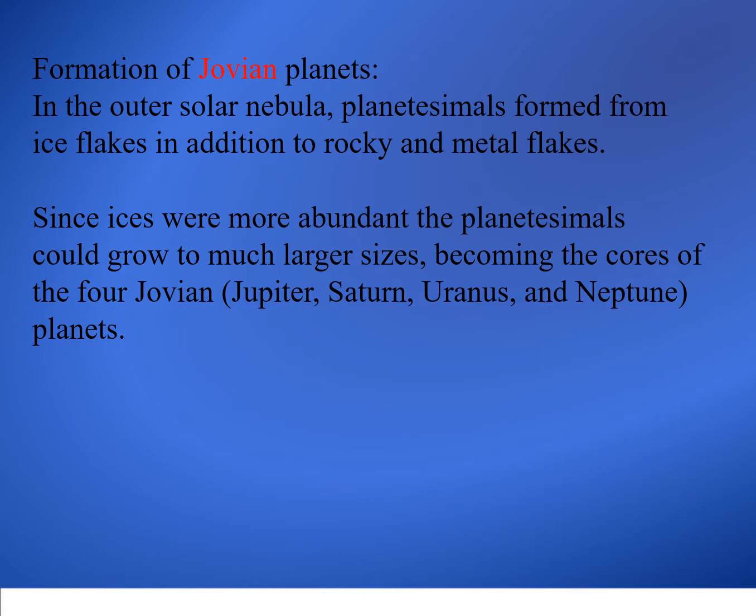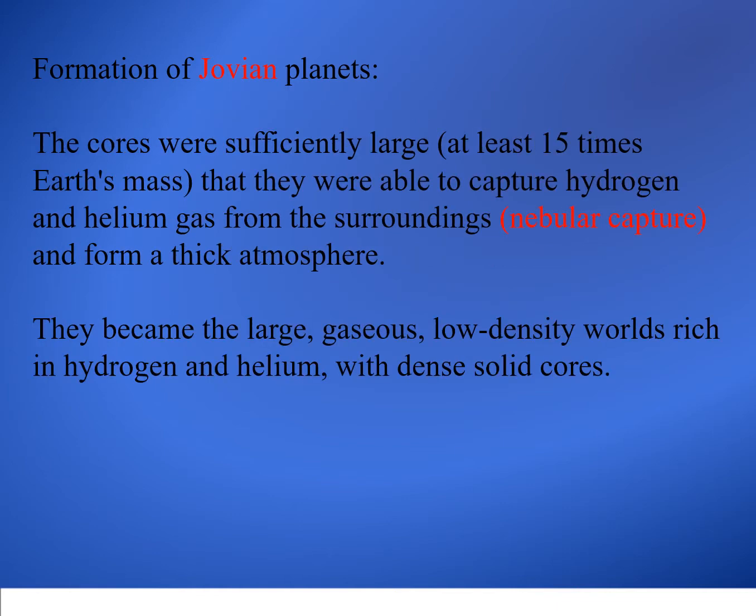So let's talk about the formation of the Jovian planets. In the outer solar nebula, planetesimals form from icy flakes in addition to the rock and metal flakes. Since the ices were much more abundant, the planetesimals could grow to much larger sizes, becoming the cores of our four Jovian planets: Jupiter, Saturn, Uranus, and Neptune. The cores were sufficiently large, at least 15 times the mass of the Earth.